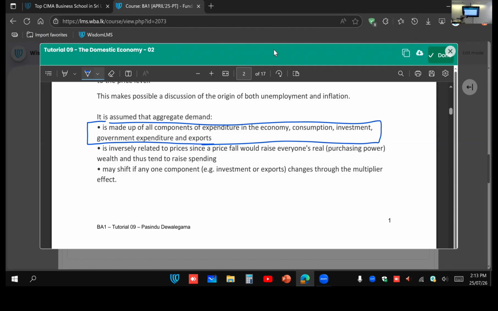So if one of these components changes, what will happen to the aggregate demand curve? Just like the demand curve, there should be an aggregate demand curve. So what will happen to the AD curve? That will shift. We are not talking about a change in price, right? A change in components. So aggregate demand would shift. Clear? Right. Next part.